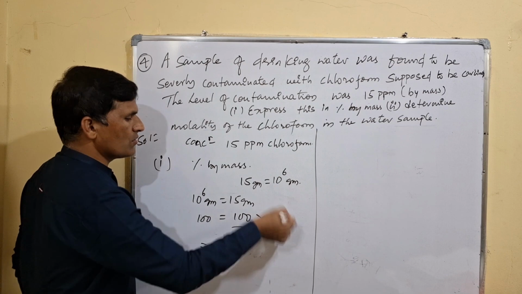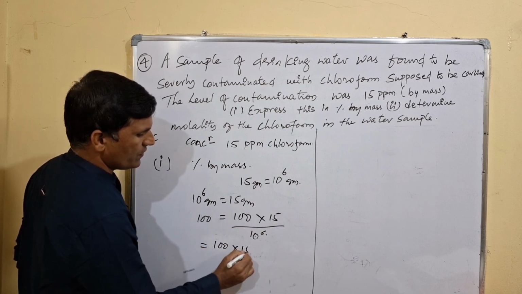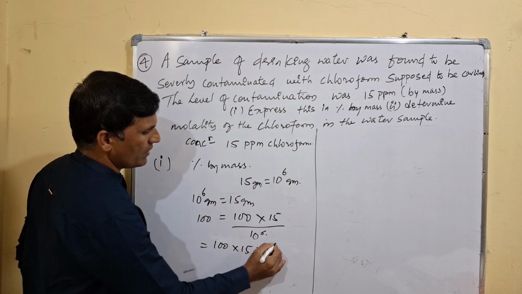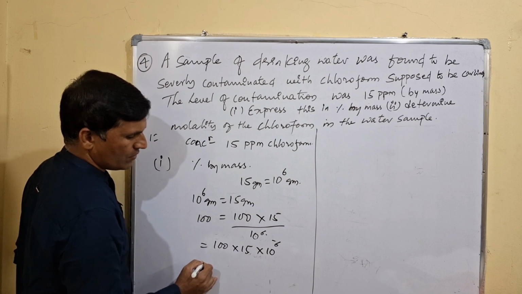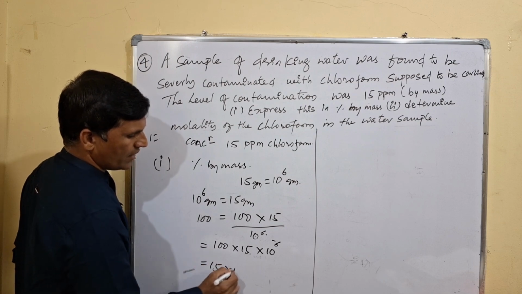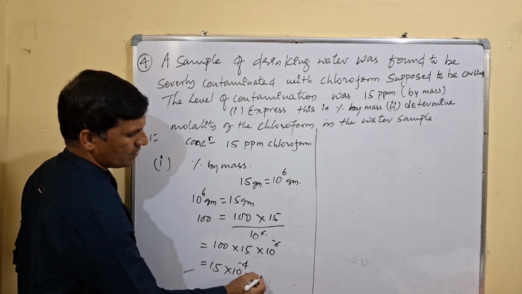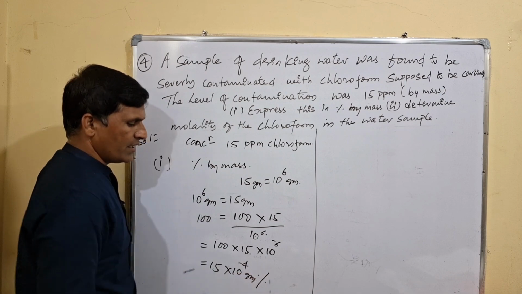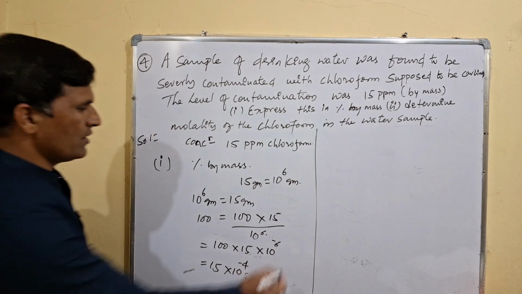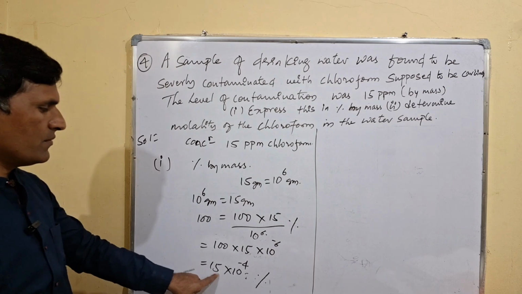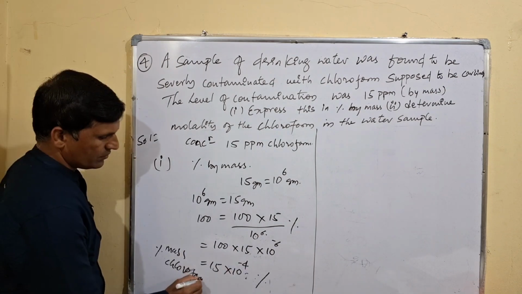So if you take it to the top, what will it be? So 100 into 15 into 10 to the power minus 6. 10 to the power minus 6 into 100 comes out to be what? 15 into 10 to the power minus 4 grams, percentage we can say. So in terms of percent we can say, right? So that is what we express in terms of percentage. 15 into 10 to the power minus 4 percent we call, right?